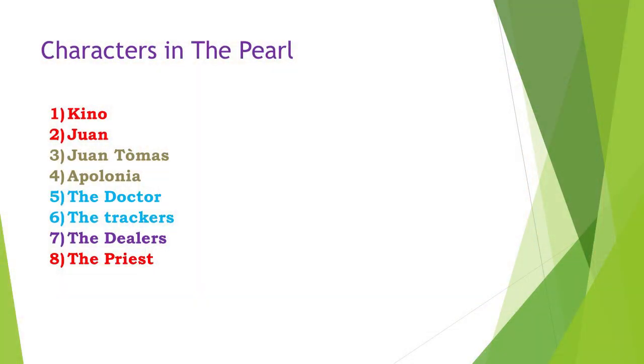In order to examine the characters in The Pearl systematically, we will look at the following characters. 1. Kino. 2. Juana. 3. Juan Tomás. 4. Apolonia. 5. The doctor. 6. The trackers. 7. The dealers. And finally, 8. The priest. Let us begin with Kino.